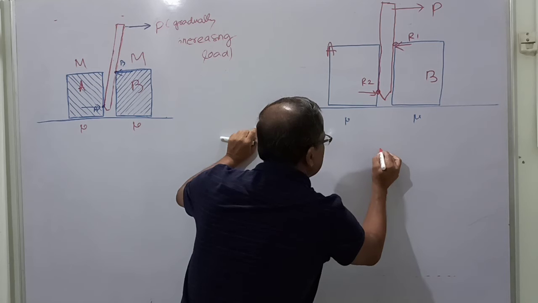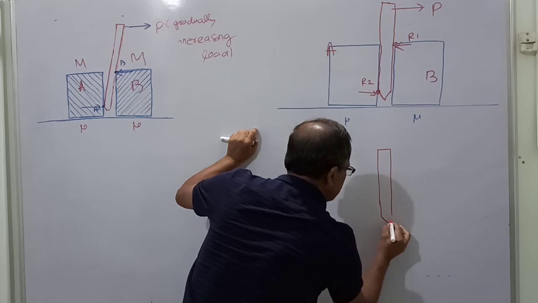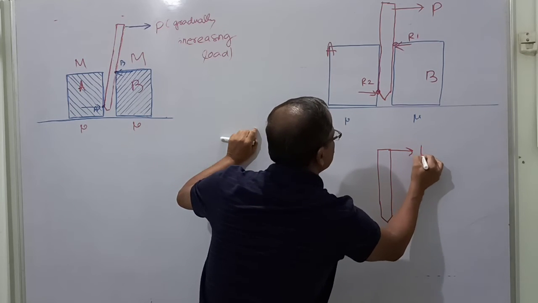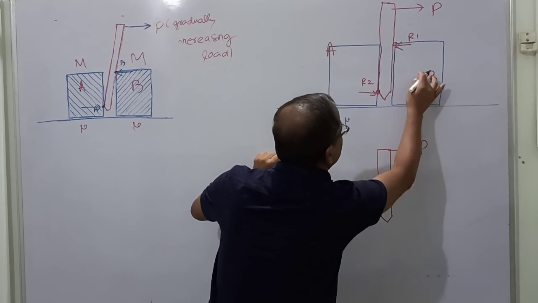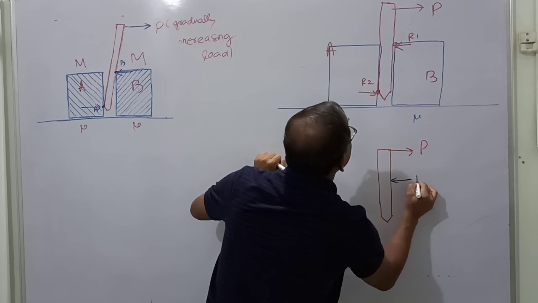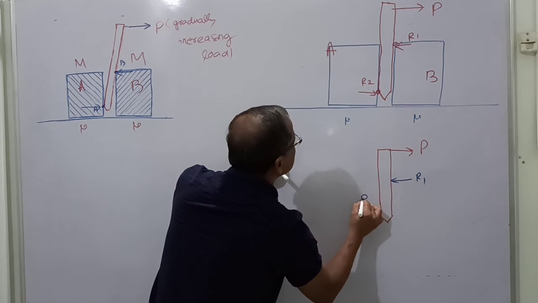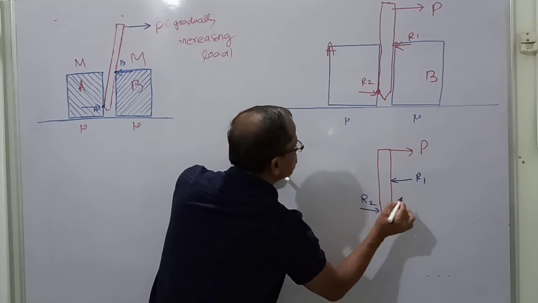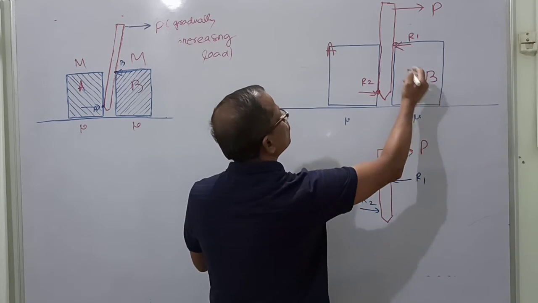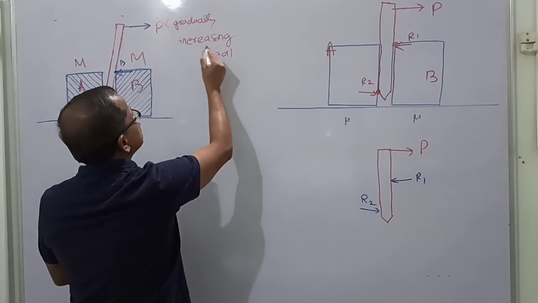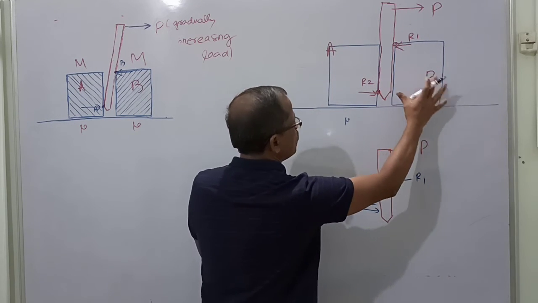Now make the free body diagram of the rod. You will find that the applied force P is here. At this point block B will give a reaction equal to R1, and block A will give a reaction here equal to R2. In the limiting case, the applied force is gradual, and a case will come when one body will start to move.